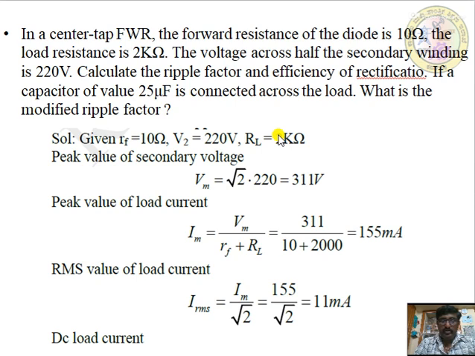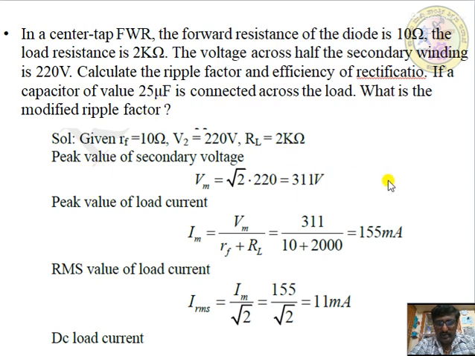Solution. What are the given values here? Forward resistance Rf is equal to 10 ohm, V2 is equal to 220 volts, that is the secondary winding voltage, RL is equal to 2 kilo ohm, that is the load resistance, as well as the capacitance value given as 25 microfarad.